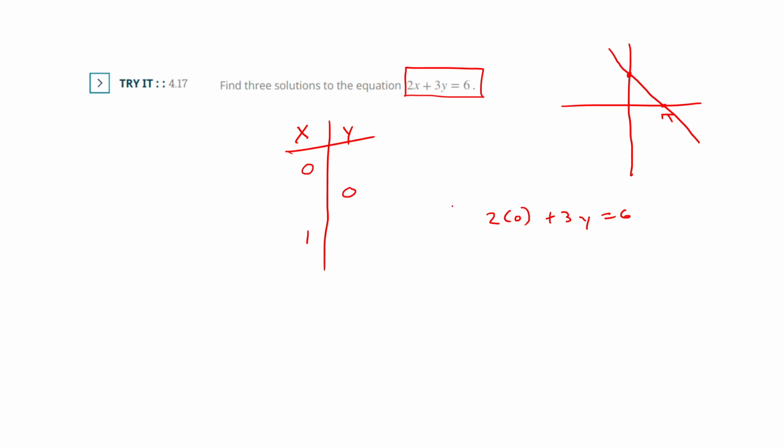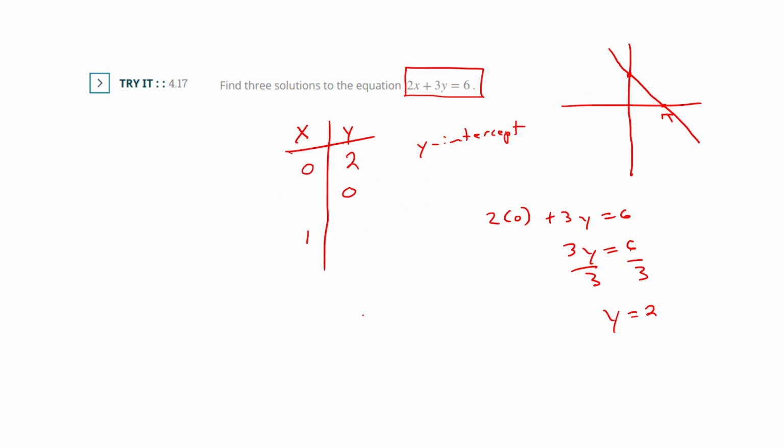See, if I put 0 for x, it's already gone. The 2 times 0 is gone, and all I'm left with is 3y equals 6. So y is 2. So this would be called the y-intercept. This is where we're going to hit the y line. It would be at 0, 2.